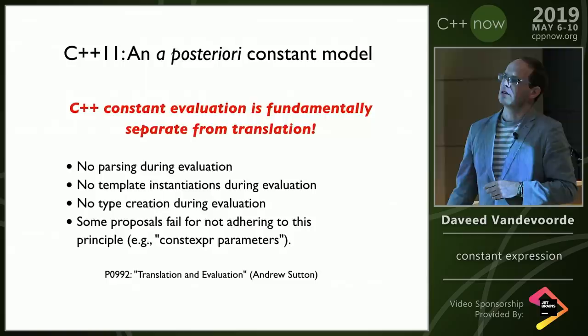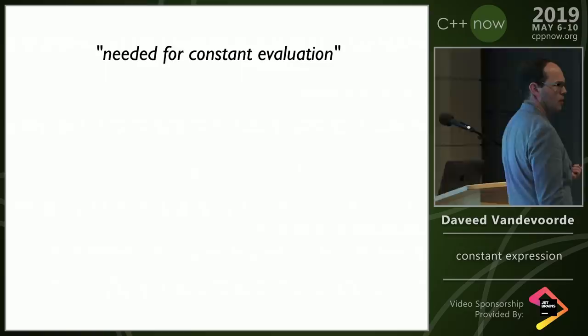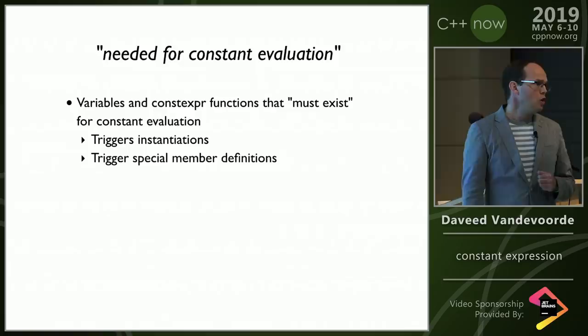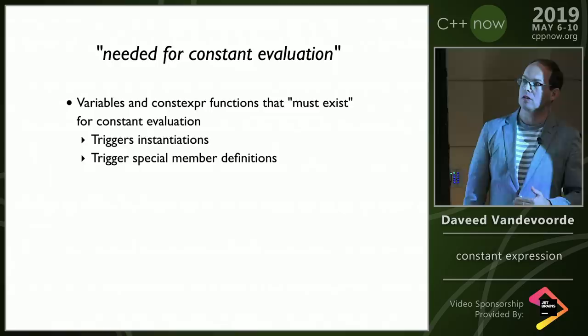Okay, so if we have to evaluate it, we may run into a problem, which is that the things we need to evaluate the expression may not actually exist, because that expression might refer to instantiations or special member functions. There are a number of rules, called "needed for constant evaluation," that say when these things have to be created by the compiler before we start evaluation. So: instantiations, special member functions.